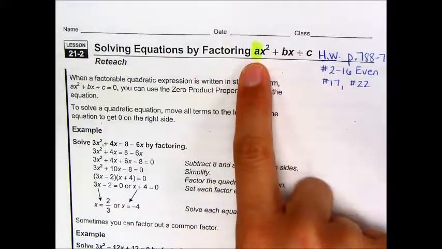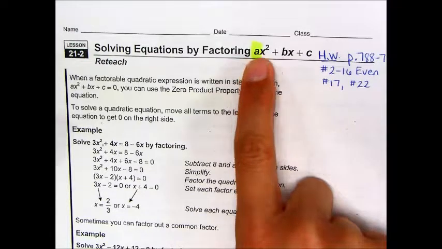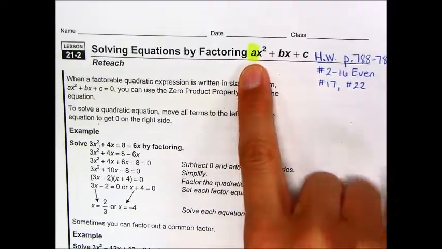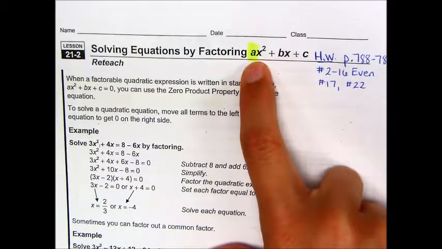So we're going to continue using the box method that we learned the other day. We're just going to build on it a little bit to make us account for that a in the front.